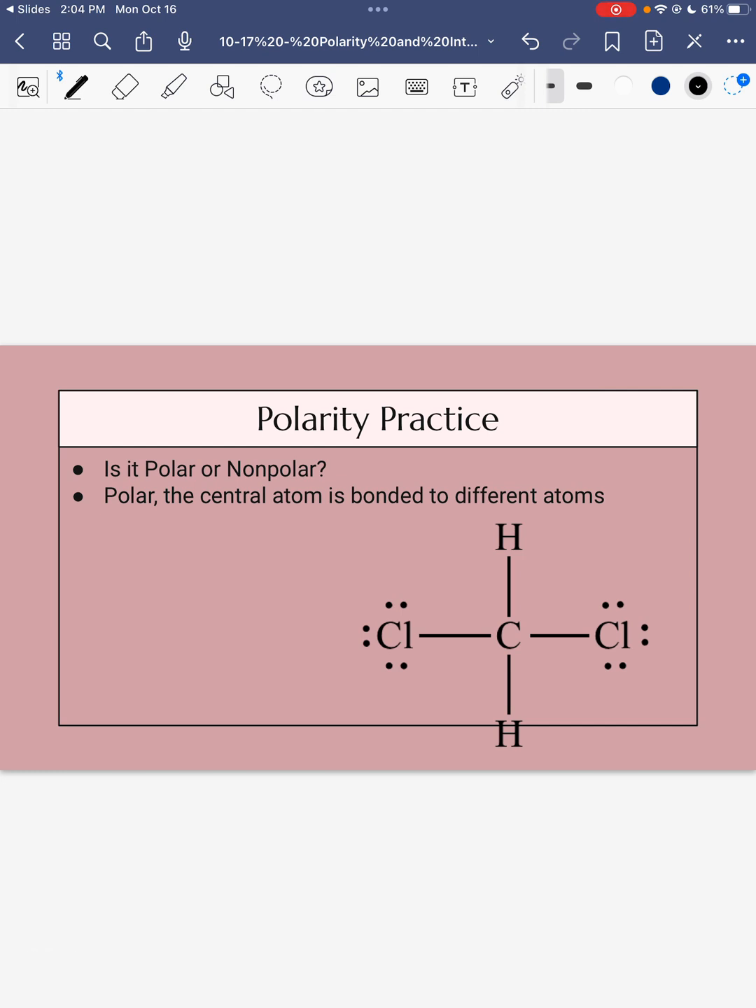And lastly, CH2Cl2. In this one, chlorine is pulling atoms a lot more extremely than carbon is. And so since we have them going in all different directions, it's going to be polar. So just think about those rules. If there's a lone pair around the central atom, it's polar. Or if it's bonded to different things, it's going to be polar. Those rules should help you.